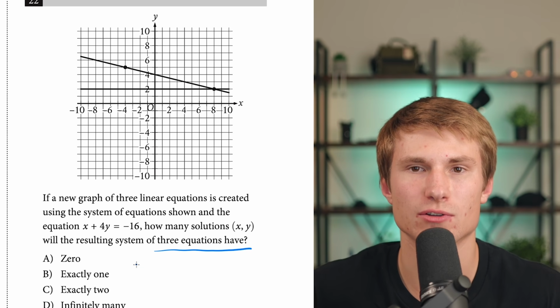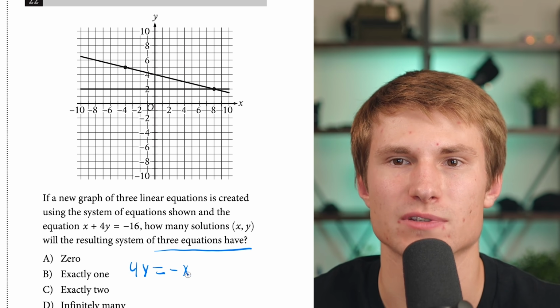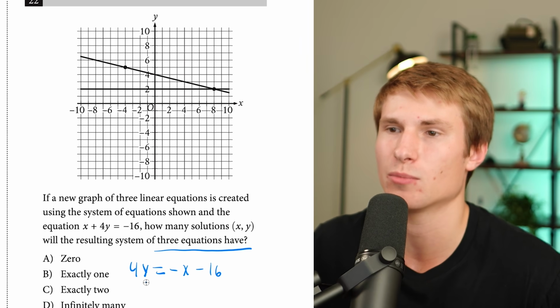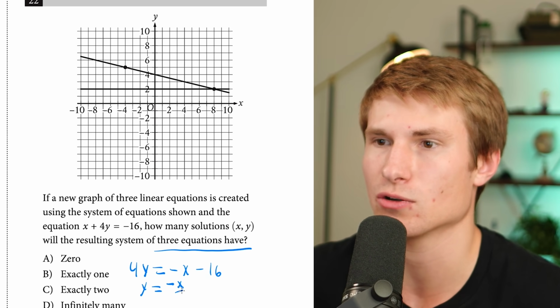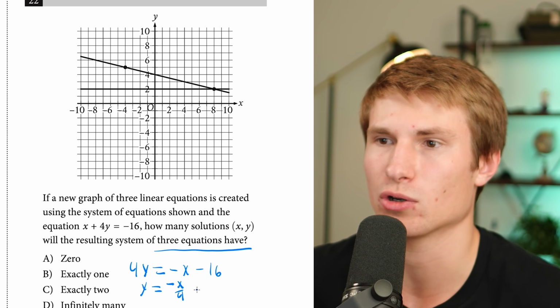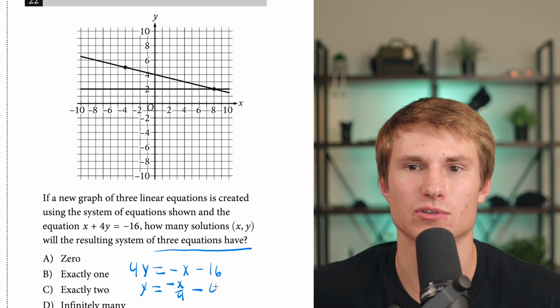Now I'm going to go ahead and convert that into slope-intercept form so it's easier to graph. So what I'll do is I'll start by subtracting x from both sides. That'll give me 4y equals negative x minus 16. From there, I'll divide both sides by 4, and that's going to give me y is equal to negative x over 4, or in other words, negative 1/4 x. And then I have that much minus 16 over 4, which is equal to minus 4.